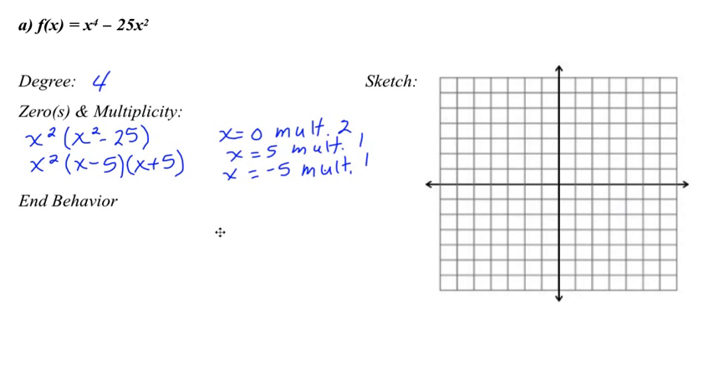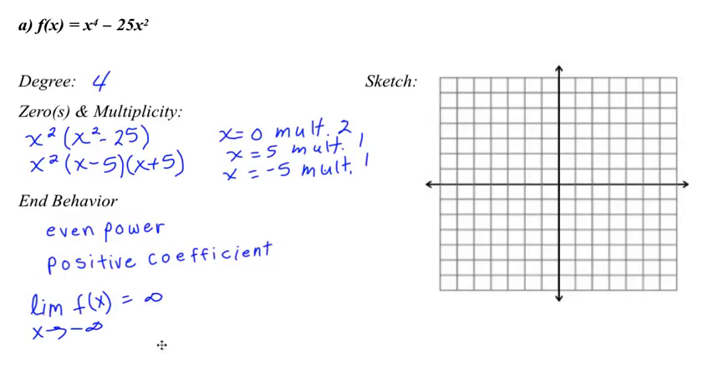Lastly, let's figure out our end behavior. Okay, this is an even degree polynomial, and it has a positive coefficient. So we have an even power, a positive coefficient. So that'll be just like y equals x squared. So our end behavior, both limits, should go to positive infinity at the ends of the graph.